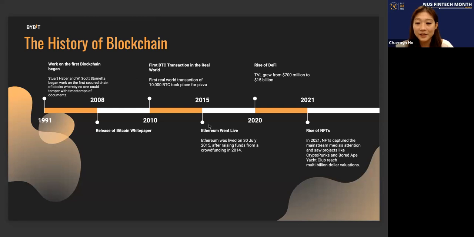17 years after, the famous Bitcoin white paper was released by Satoshi. From then, we actually started to see blockchains progress, picking up pace extremely rapidly, starting with the first transaction of 10,000 BTC, and that's for pizza. Then in 2015, Ethereum entered the space, while DeFi and NFTs boomed in 2020 and 2021 respectively.